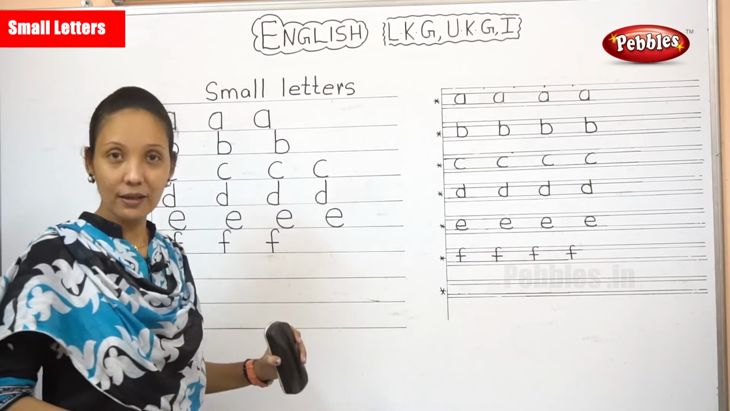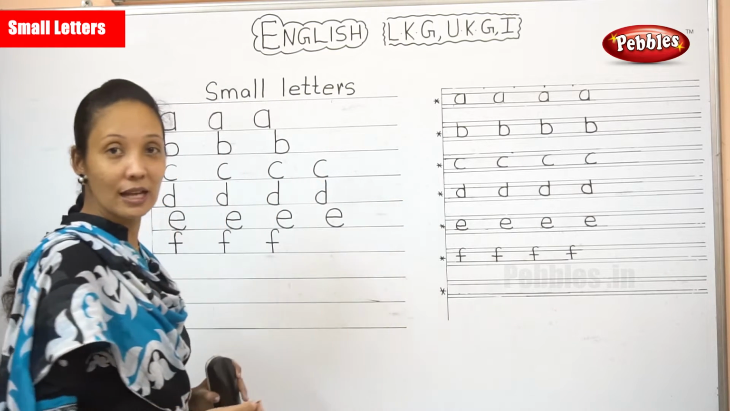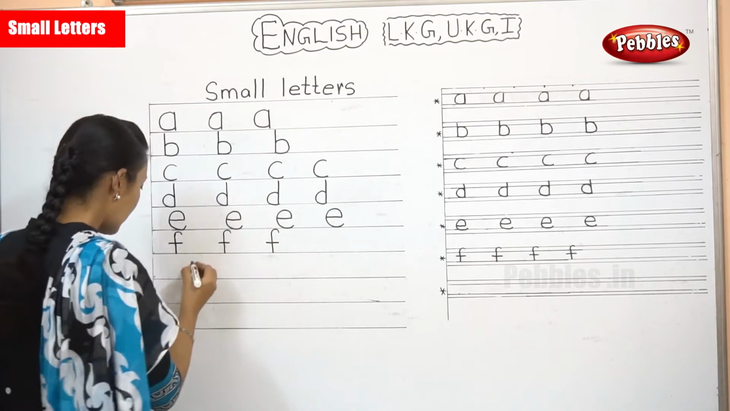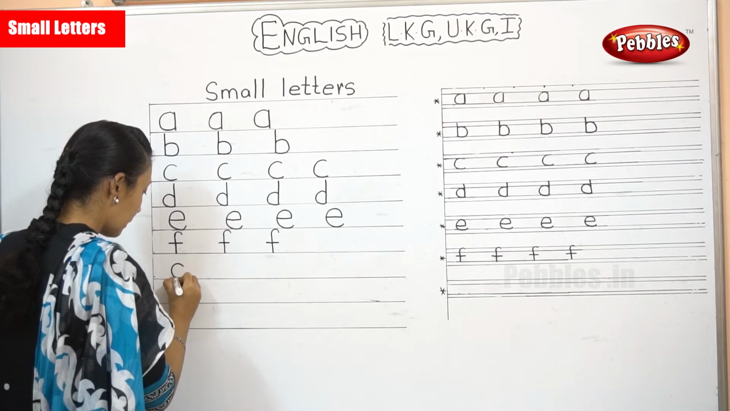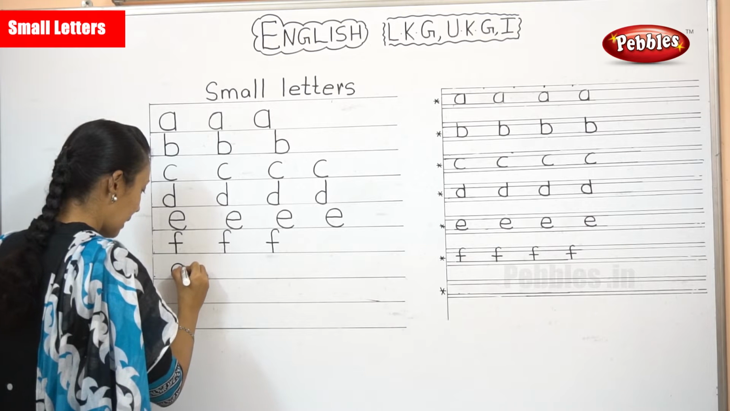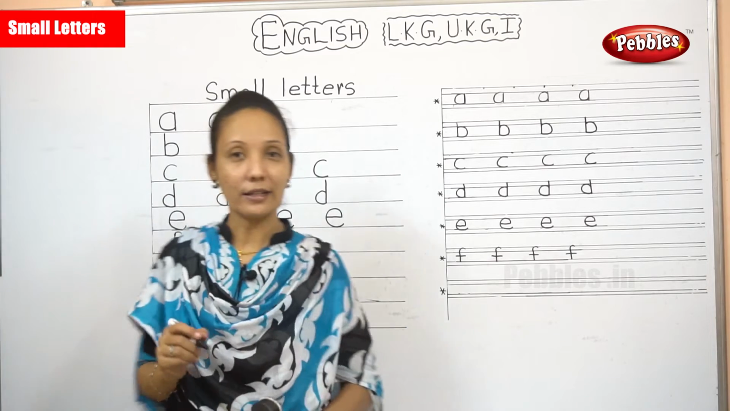Now, after F, your next alphabet is G. What's your next alphabet? G. Now, in the same way, you will draw a curve. Yes. And come down. This is small letter G.